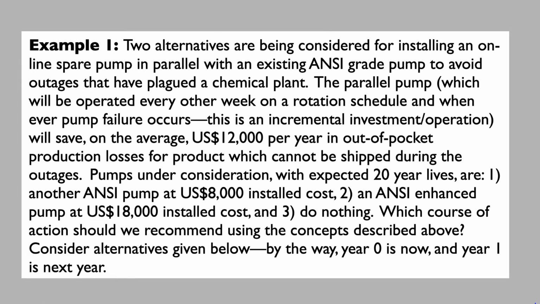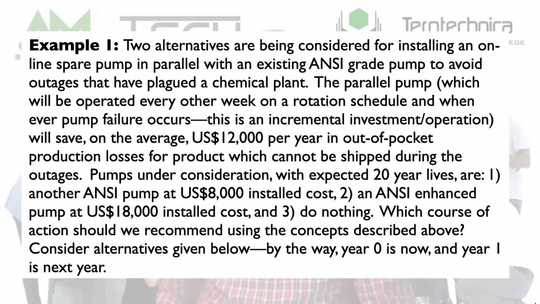Two alternatives are being considered for installing an online spare pump in parallel with an existing ANSI-grade pump to avoid outages that have plagued a chemical plant. The parallel pump will be operated every other week on a rotation schedule and whenever pump failure occurs. This is an incremental investment or operation, and will save on average $12,000 per year in out-of-pocket production losses for product which cannot be shipped during the outages.